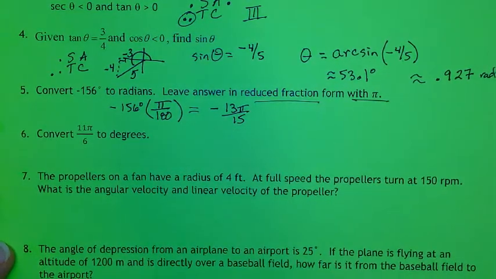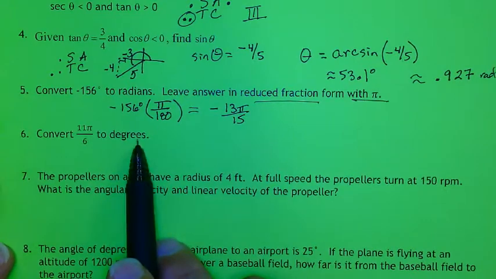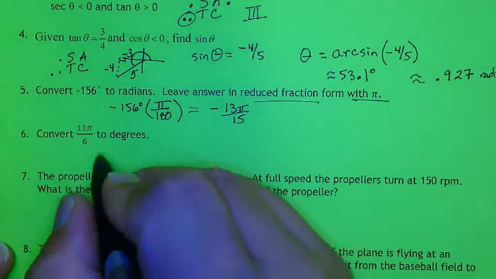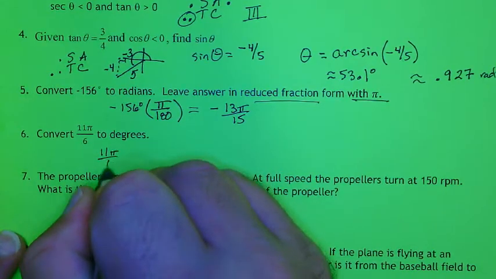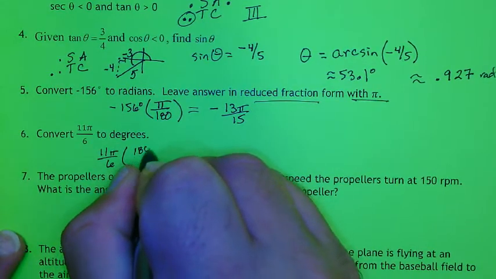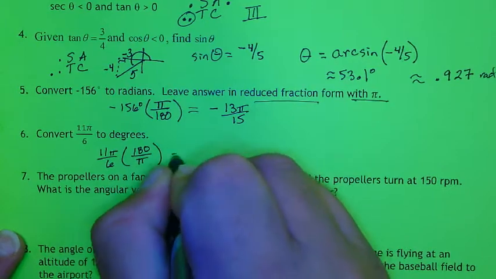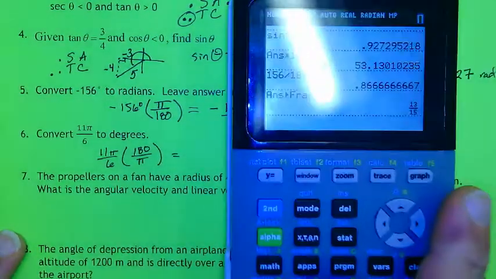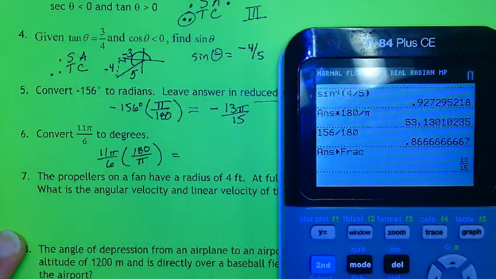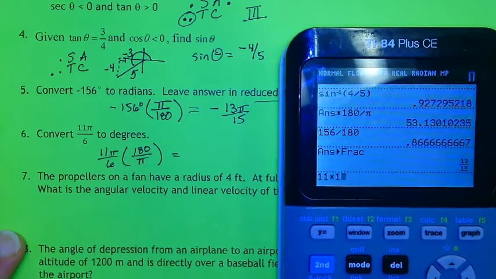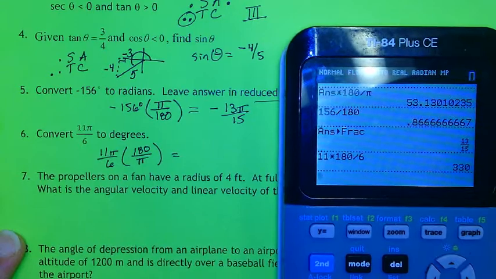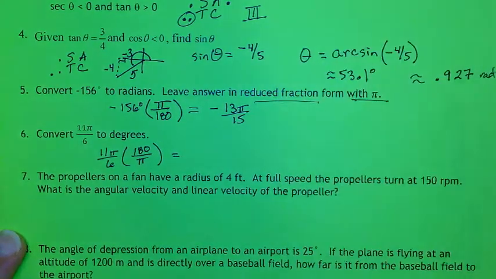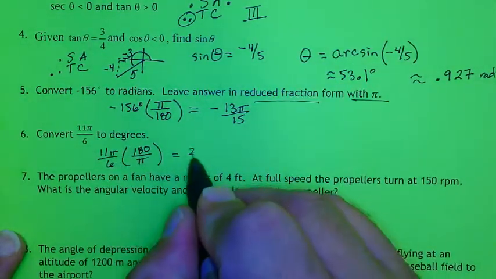Okay. Convert to degrees. Convert to degrees. Once again, how do I do that? Multiply 11 pi over 6 times 180 over pi. If I set that up, right, we have 11 times 180 divided by 6, which is 330. Alright, so that's 330 degrees.